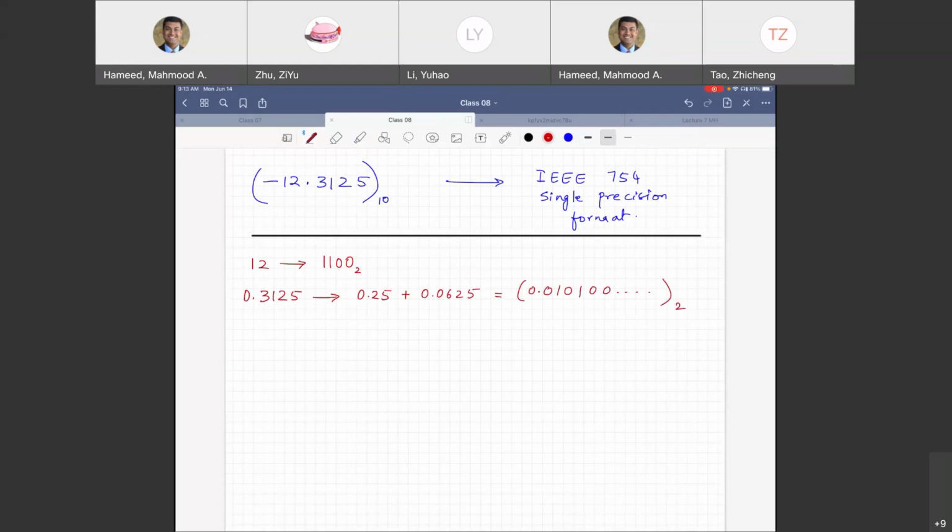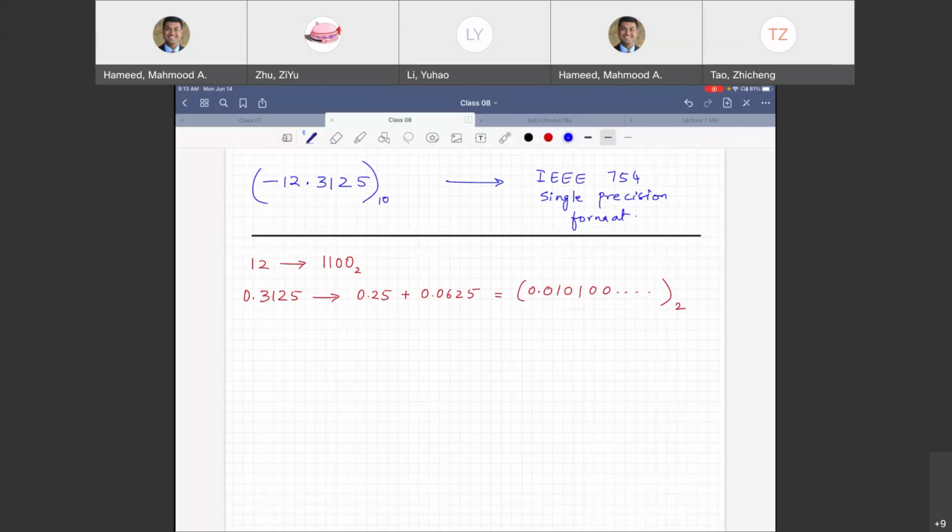Somebody has a calculator, please check. Please check this calculation. 2 raised to negative 2 plus 2 raised to negative 4 equals 0.3125. Is it correct or not? Oh, the calculator is not here. All right. If somebody gives a calculator, that is good. Okay. It's correct.